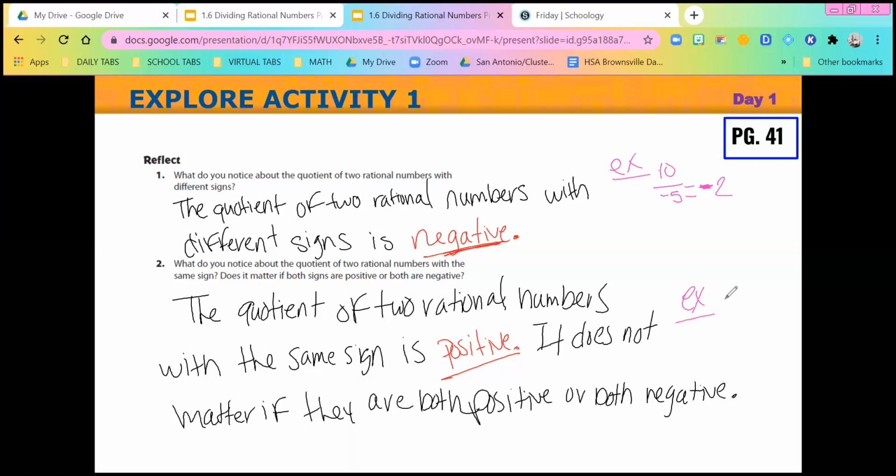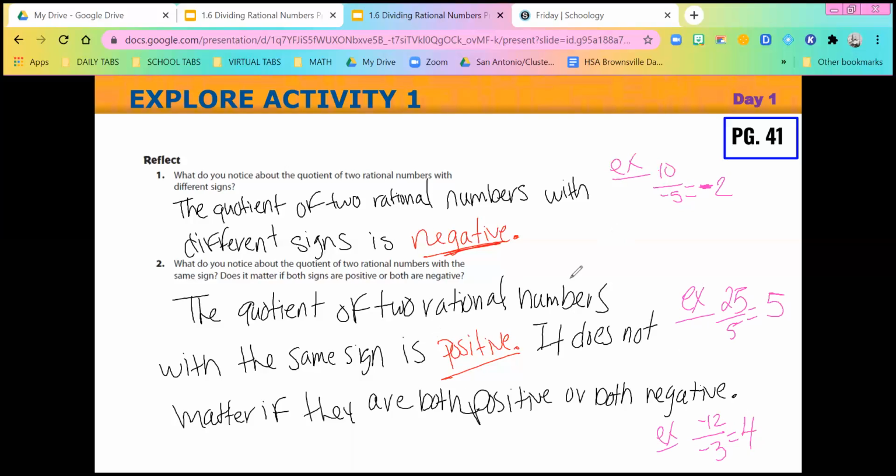So an example here, we can have 25 divided by 5, right? Both of the signs are positive. If both signs are positive, does it matter? No, it doesn't matter, because I'm still going to get a positive quotient. Another one we can have down here is -12 divided by -3. Both my rational numbers, both my factors, are negative. Negative divided by negative means I'm going to have a positive answer, a positive quotient. So these are examples to go with those two reflect questions, all right?